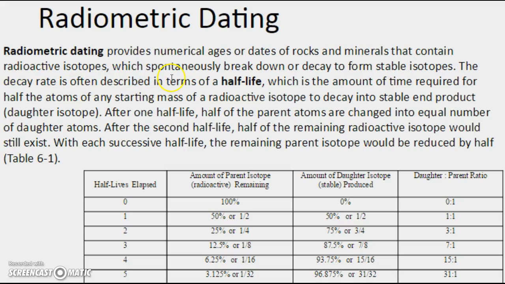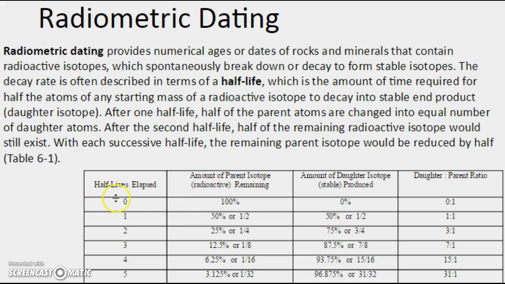The decay rate is often described in terms of what we call half-life, which is the amount of time required for half of the atoms of any starting mass of radioactive isotope to decay into a stable end product, which we will call the daughter isotope. So the radioactive isotope we will call the parent, and we'll call those unstable. When the end product is stable, we'll call that the daughter. So after one half-life, half of the parent atoms change into an equal number of daughter atoms. And after the second half-life, half of the remaining radioactive isotope would still exist, right? Half of the parent would still exist. And with each successive half-life, the remaining parent isotope would be reduced to half.